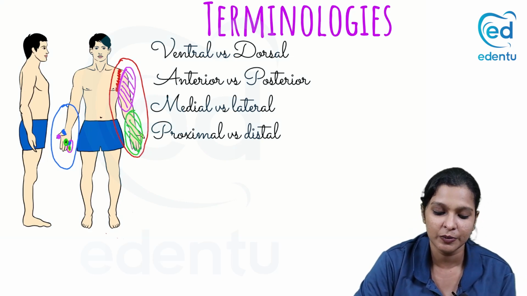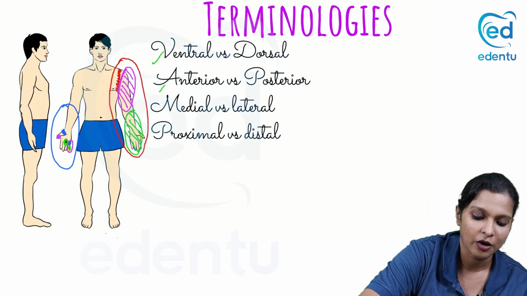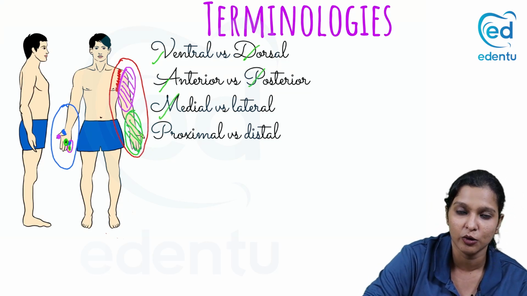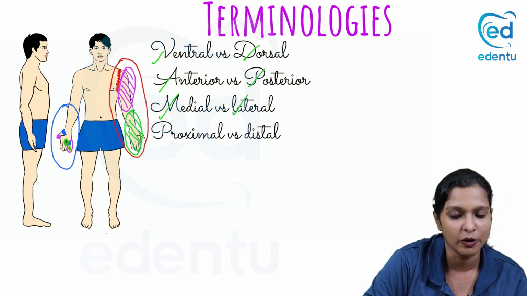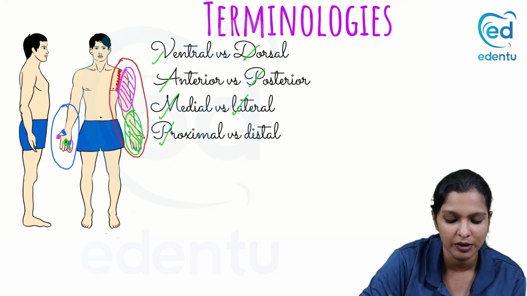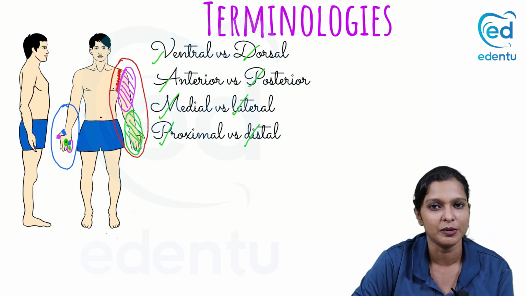So the terminologies that we saw are ventral or anterior, both mean front; dorsal or posterior, both mean back. Medial is anything close to the midline, lateral is away from the midline. Proximal is anything close to the root, and distal is away from the root.